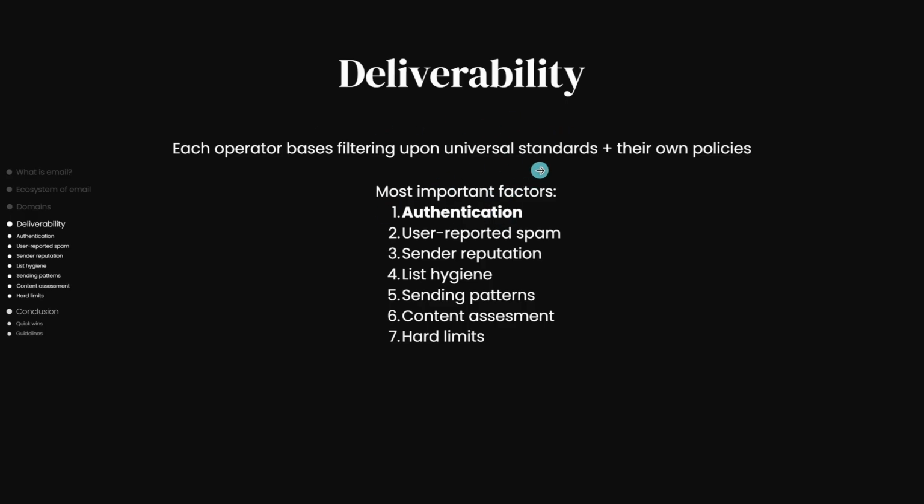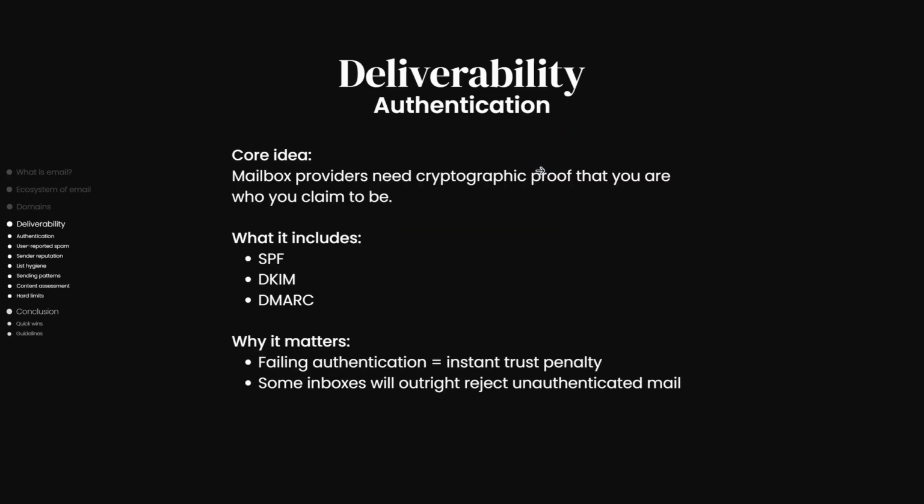So let's get into authentication. Authentication just means proving that the email belongs to you. The core idea is that the mailbox providers need cryptographic proof that you are who you claim to be, that you actually own the thing. This includes SPF, DKIM, and DMARC records, so we're going to go over how to add these into your DNS records. It matters a lot because if you're not able to prove that you actually own the thing, that's an instant trust penalty. It's instantly going to signal to Gmail, or whatever provider you're sending from and trying to send to, that you're not actually who you pretend to be. And that's pretty much the worst thing you could possibly do.